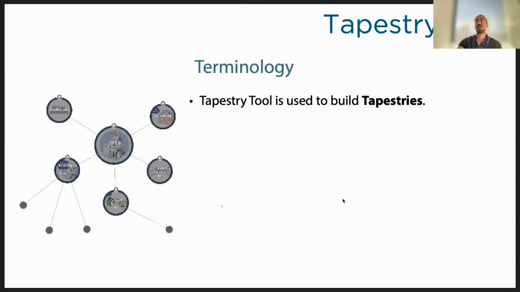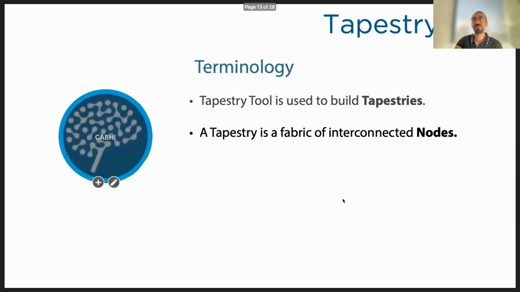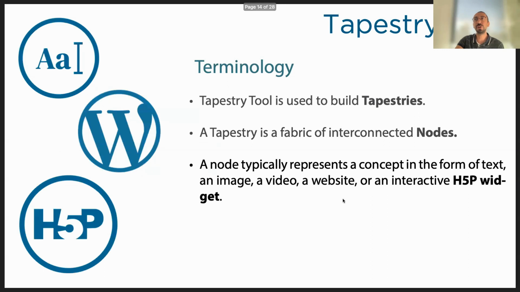I'm just gonna talk a little bit about the terminology, because we're very used to a lot of this terminology, but I'll quickly go over it. Tapestry tool is used to build tapestries. So what's a tapestry? A tapestry is a fabric of interconnected nodes. Each node is basically a piece of content. It represents a concept in the form of text, an image, a video, a website, or an interactive H5P widget. Could be basically anything.